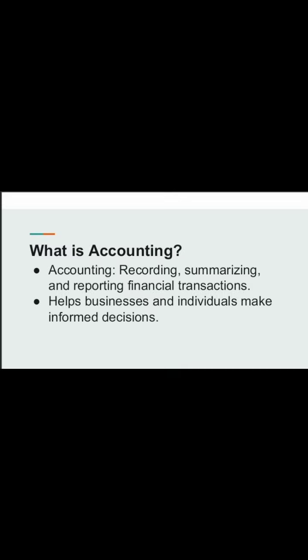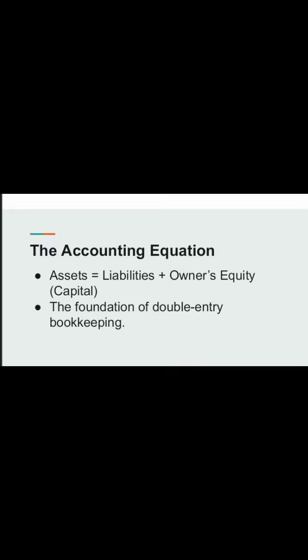It involves recording, summarizing, and reporting financial transactions. This information helps business owners, managers, investors, and other stakeholders make informed financial decisions. The core of accounting is the accounting equation: assets equal liabilities plus owner's equity. Assets are things a company owns, liabilities are what it owes, and owner's equity represents the owner's stake. This equation must always balance, and it's the basis for double-entry bookkeeping.